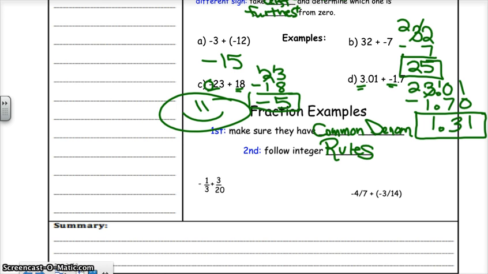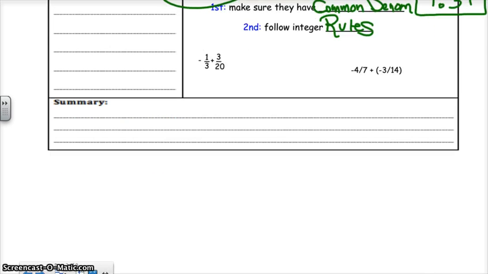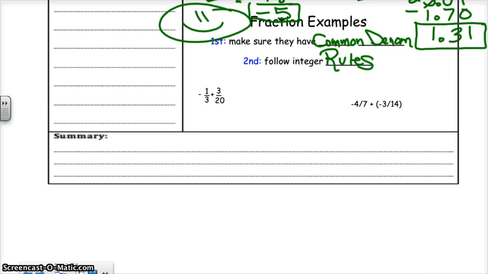Okay, negative 1/3 plus 3/20. The first thing I want to do is make sure they have a common denominator. So I know that the common denominator is 60. Okay? 20 times 3 is 60, so 3 times 3 is 9. 3 times 20 is 60. Negative 1 times 20 is negative 20.